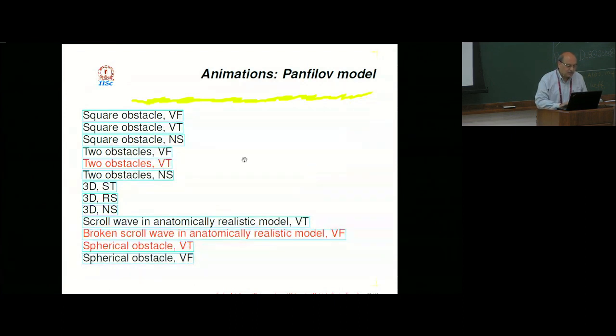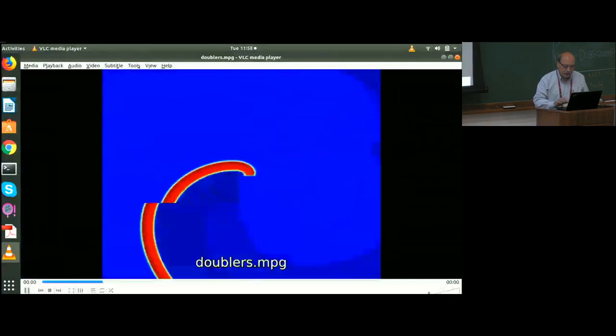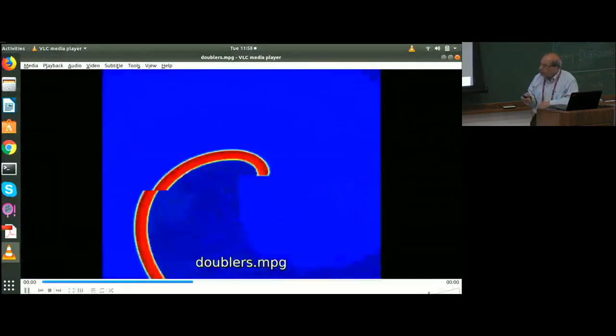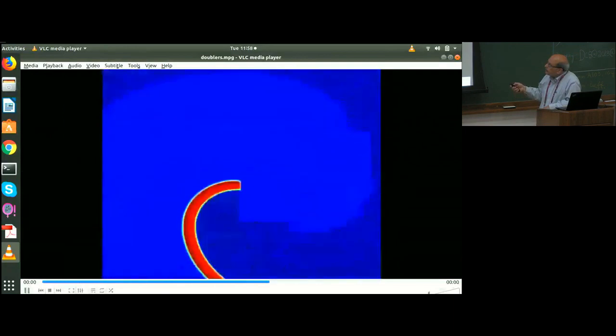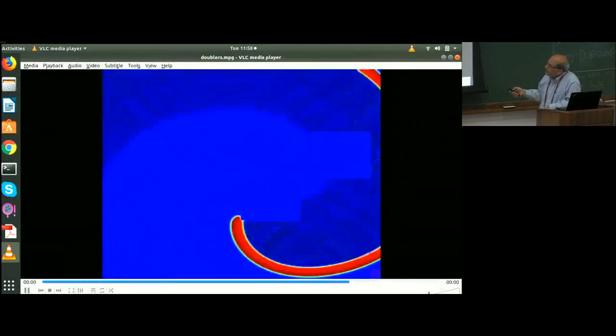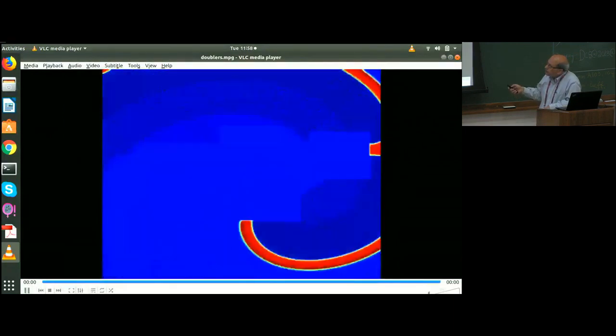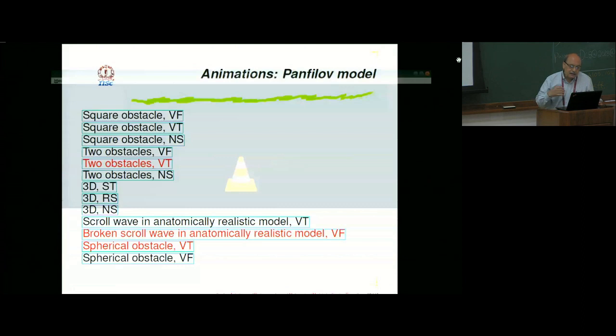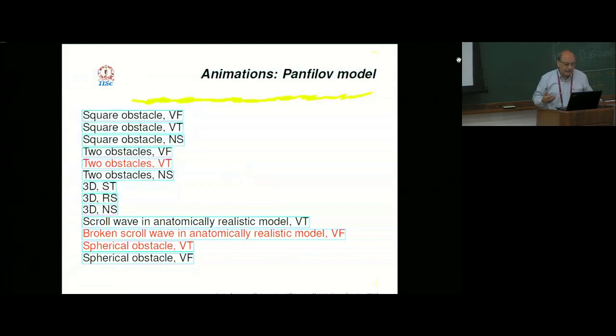So you can study these in many, many different ways. Let me just show you a few movies to tell you what sorts of things we get. So here you can see two inhomogeneities, one square here, one there, and this spiral wave is anchored to both of them. It jumps from one to the other, but really it just goes round and round. So it is ventricular tachycardia, if you will, in a simulation domain with two inhomogeneities.